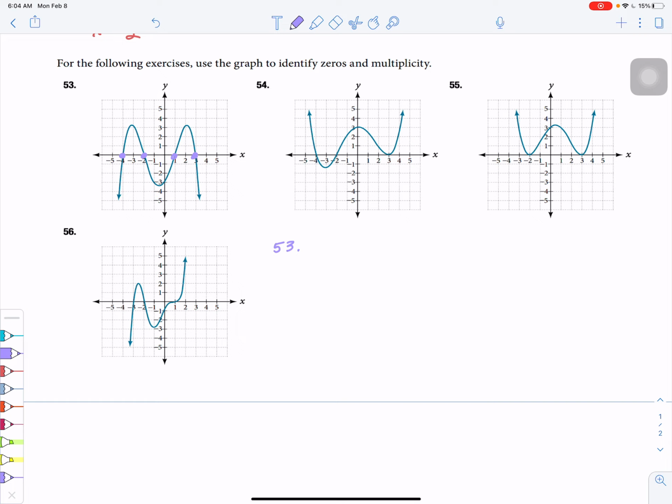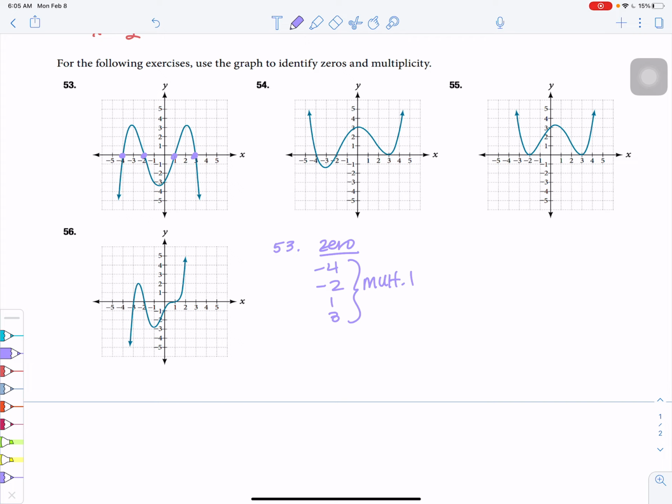So it looks almost linear. When it crosses the x-axis, there's no stall, there's no flattening out. So our zeros would be -4, -2, 1, and 3. And they all have multiplicity of 1. Okay? Because we just cross through that x-axis without any flattening out.